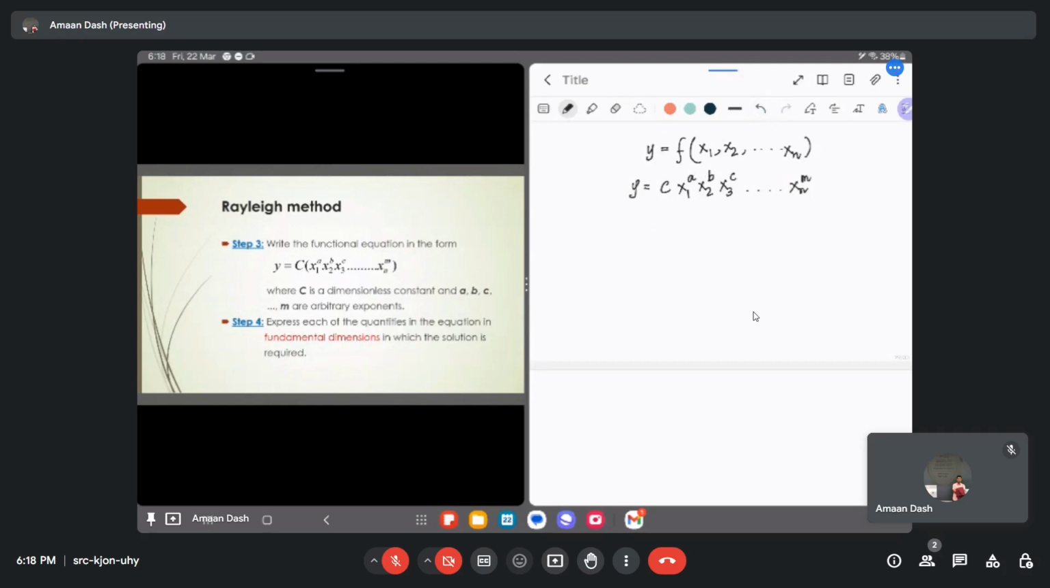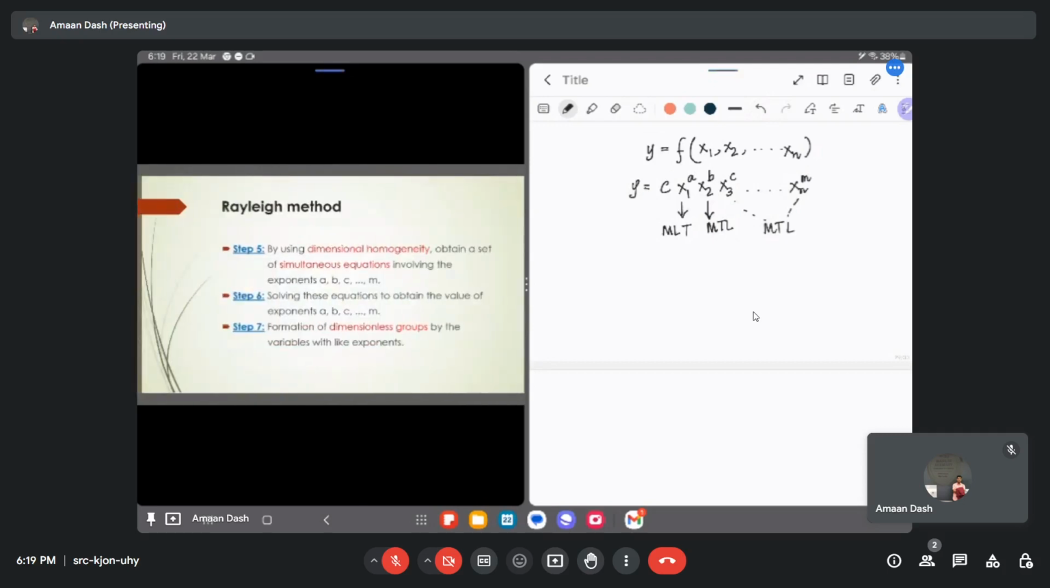Express each of the quantities in the equation in the fundamental dimensions. Each expression we will be writing in terms of the fundamental dimensions, that is M, L, T. This side also will be expressed in the form of M, L, and T. Again, all of these terms will be expressed in terms of M, L, and T.